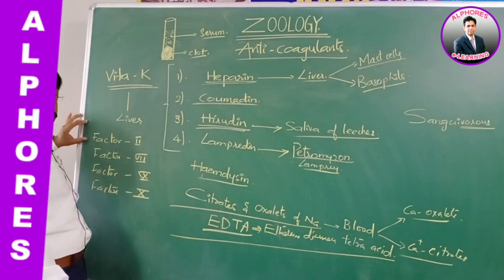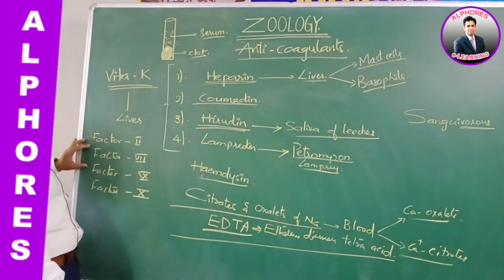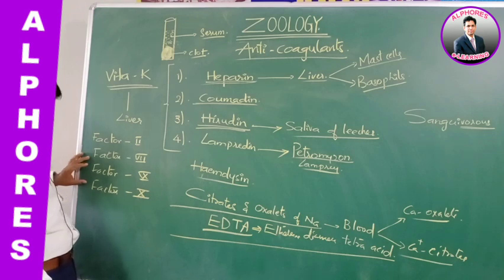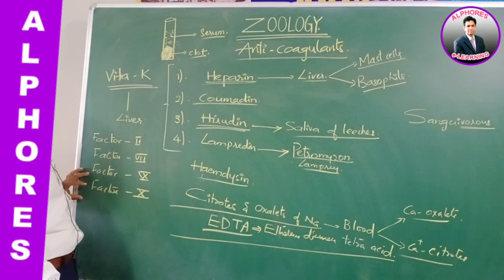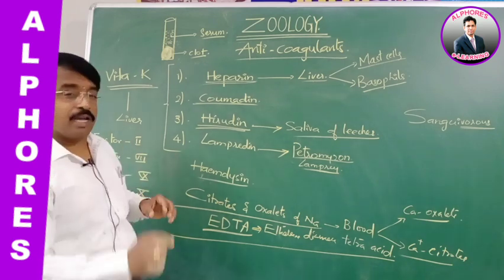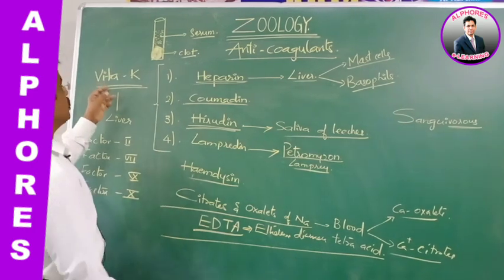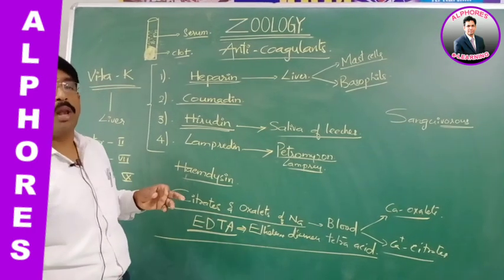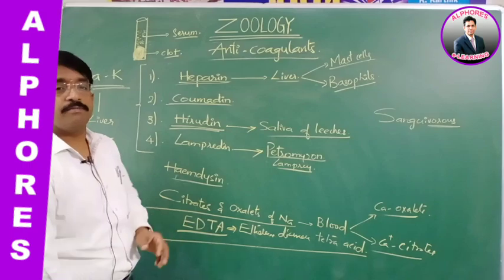What is factor 2? Prothrombin. 7th, proconvertin. 9th, Christmas factor or plasma thromboplastin component, and the 10th, Stuart-Prower factor. So these factors are involved in blood coagulation. That's the role of vitamin K in blood coagulation. Thank you.